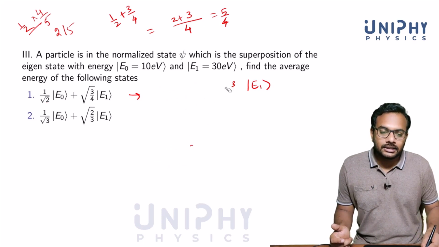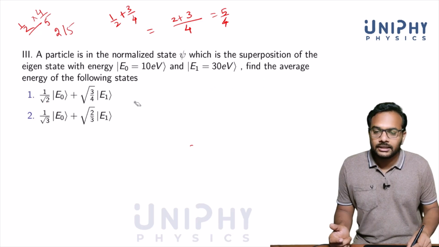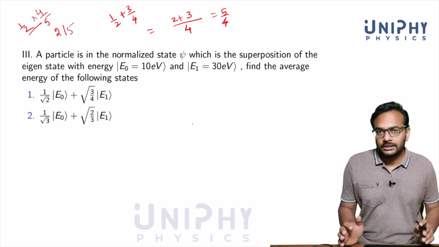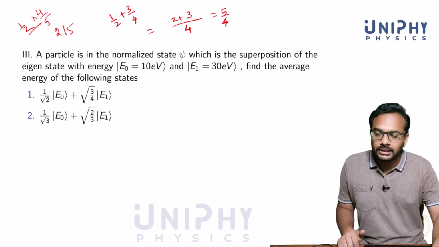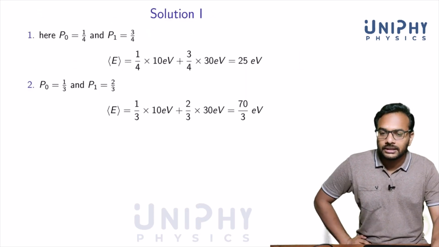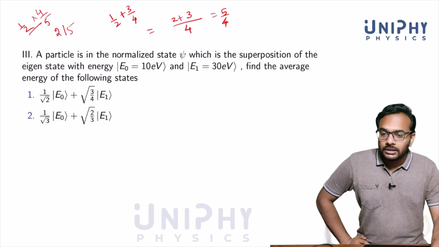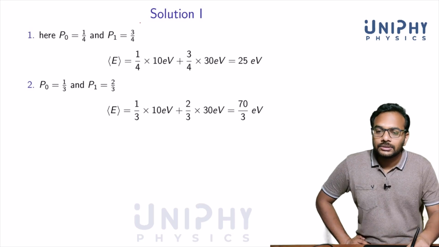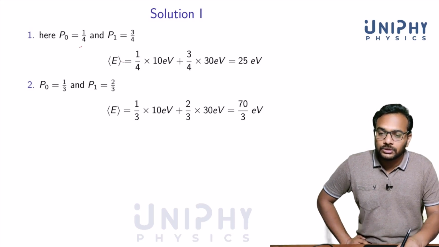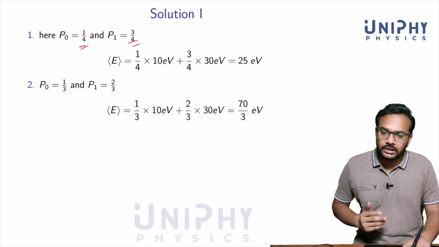Okay, let's continue with the problem here. We need to find the average energy. We just got carried away a little bit. Let's come back to the problem. Let's find the average energy. All right. So I was right. This square root is a mistake here. It was not there. You see that P0 is 1 by 4 and P1 is equal to 3 by 4. Now it's normalized. All right.